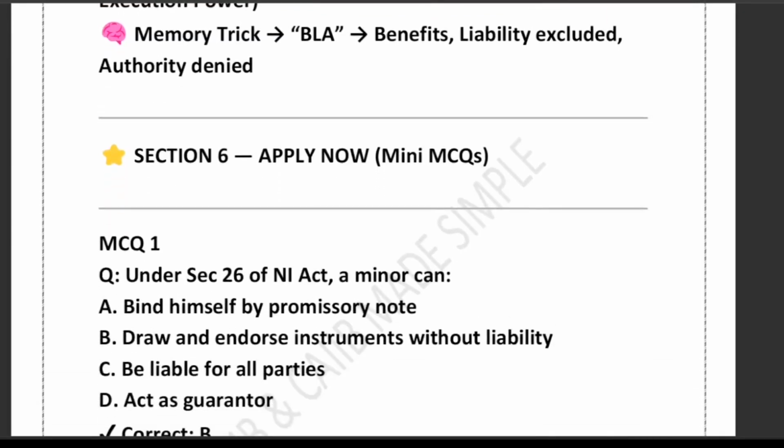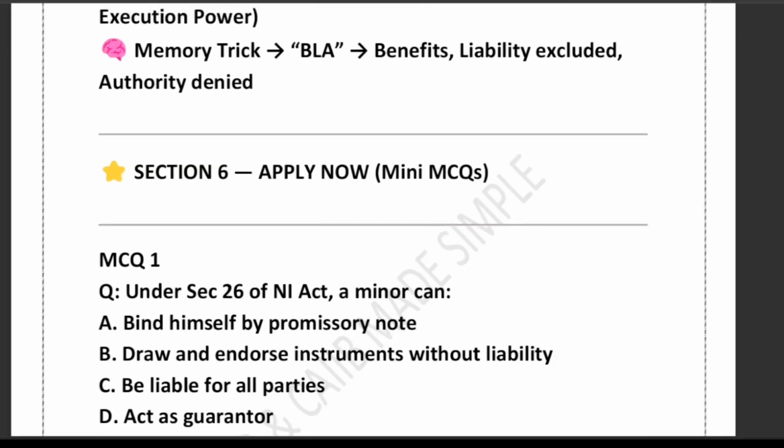First question. Under Section 26 of the NI Act, a minor can bind himself by promissory note, draw and endorse an instrument without liability, be liable for all the parties, or act like a guarantor? No. A minor can draw, a minor can endorse an instrument without any liability. That's the peculiarity of Section 26 of the NI Act.